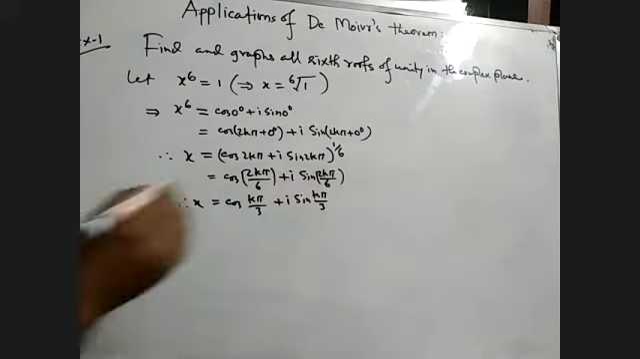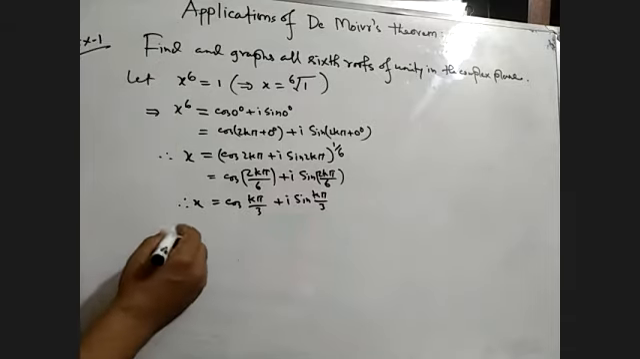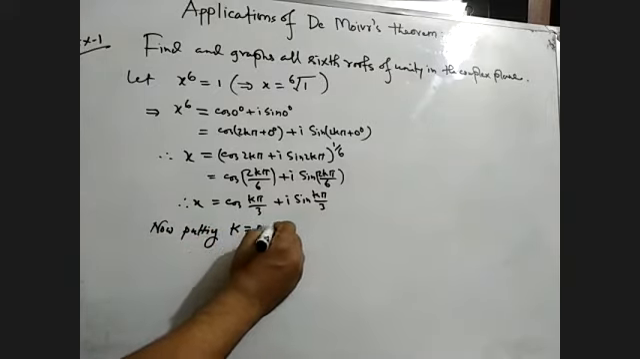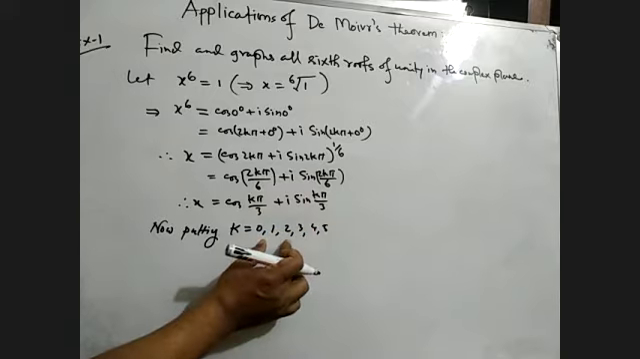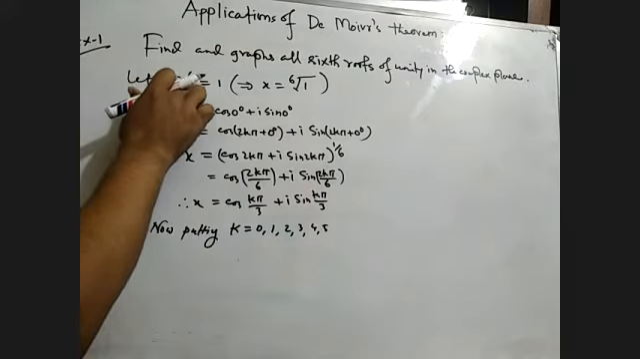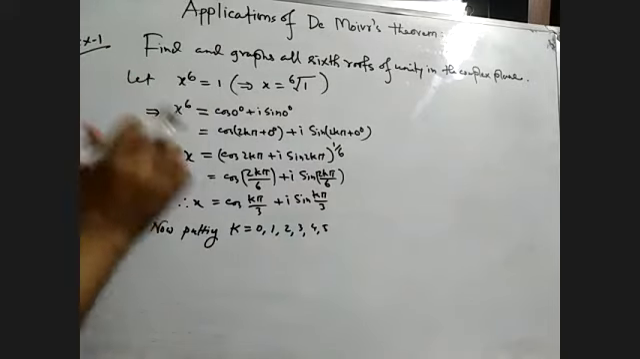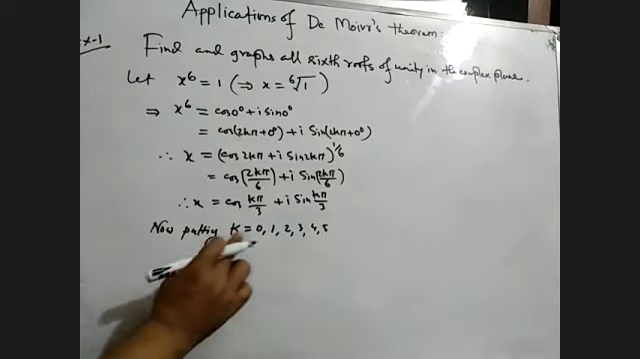And this equals x. Now for different values of k, we get different roots of this equation. Now putting k equals 0, 1, 2, 3, 4, 5, because how many values here? 6 values. The highest power of the variable is 6. This is why there will be 6 roots, and this is why we have to use 6 values of k.